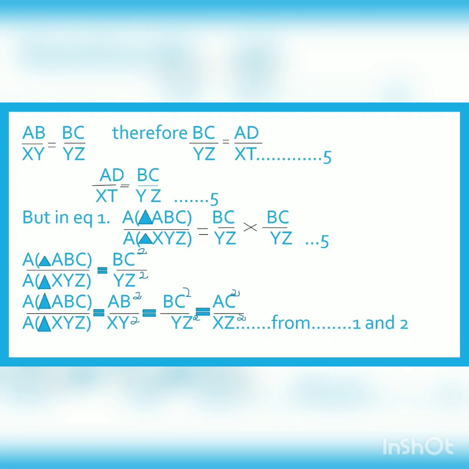When in the question it is given that two triangles are similar, then use this property. Take the ratio of the areas of both triangles, which is equal to the ratio of corresponding sides square.